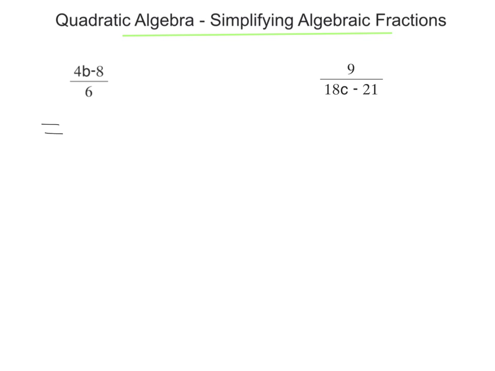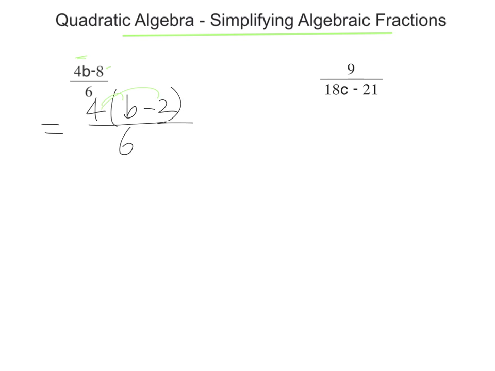So, when I look at this first fraction, I can't do anything with the 6, but on the top, something goes into 4b that also goes into minus 8, and that's 4. So I take 4 out as a common factor, and that leaves me just b minus 2. Don't forget you can check it. 4 times b is 4b. 4 times minus 2 is minus 8.